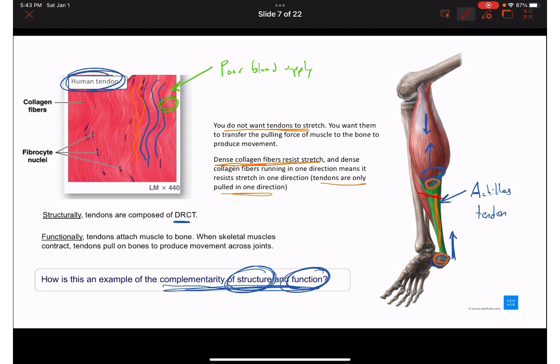So tendons and ligaments and joint capsules and stuff like that, they're going to take a while to heal because they have a poor blood supply. And that's because they do not have a lot of ground substance. There's just not a lot of space for blood vessels to penetrate.